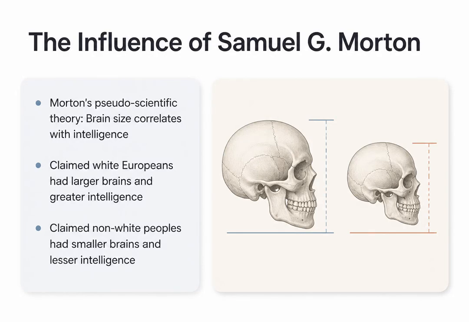A criticism specific to Morgan reveals the deep racial ideology embedded in his work, stemming from the influence of Samuel G. Morton. Morton was a 19th-century medical doctor who developed a pseudo-scientific theory based on measuring human skulls. He claimed that different racial groups have different average brain sizes, and that brain size correlates directly with intelligence. Morton explicitly argued that white Europeans had larger brains and were therefore more intelligent, while Africans and other non-white groups had smaller brains and inferior capacity for civilization.